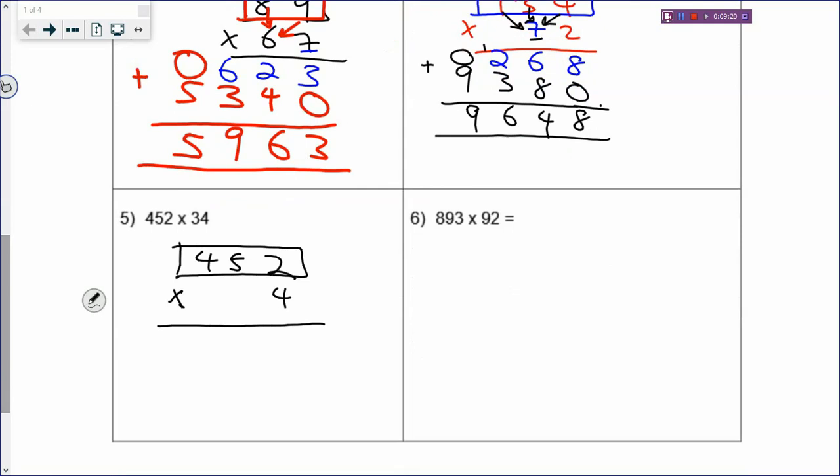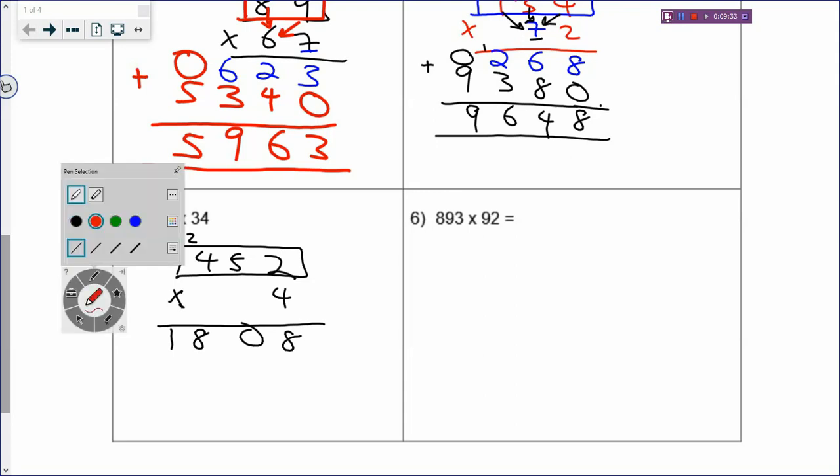So 2 times 4 is 8. 5 times 4 is 20. Carry 2 above the next digit that you want to multiply. 4 times 4 is 16. Then plus 2 is 18. Alright, now let's put back the 3. Alright, so let's put back the 3.